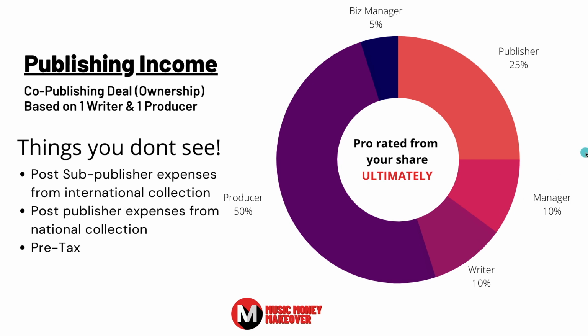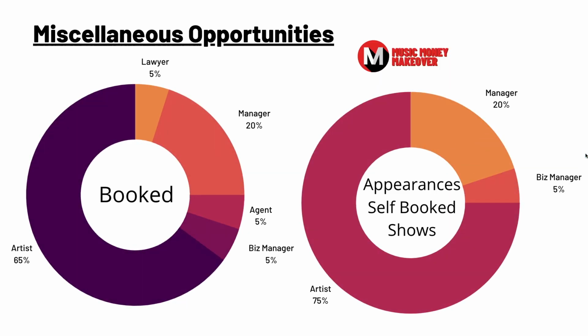All right, so now this is what we look like here on our miscellaneous opportunities. If we have a booked show, it's looking like this. Your lawyer gets 5% for looking at the contract. Your agent gets 5% for booking the show. Your manager gets 20% because he or she is your manager. And then they negotiate with the business manager, and your business manager processes out the transactions for all of these people you see here, and you take home 65% on your gross or your net. You net it. All right.